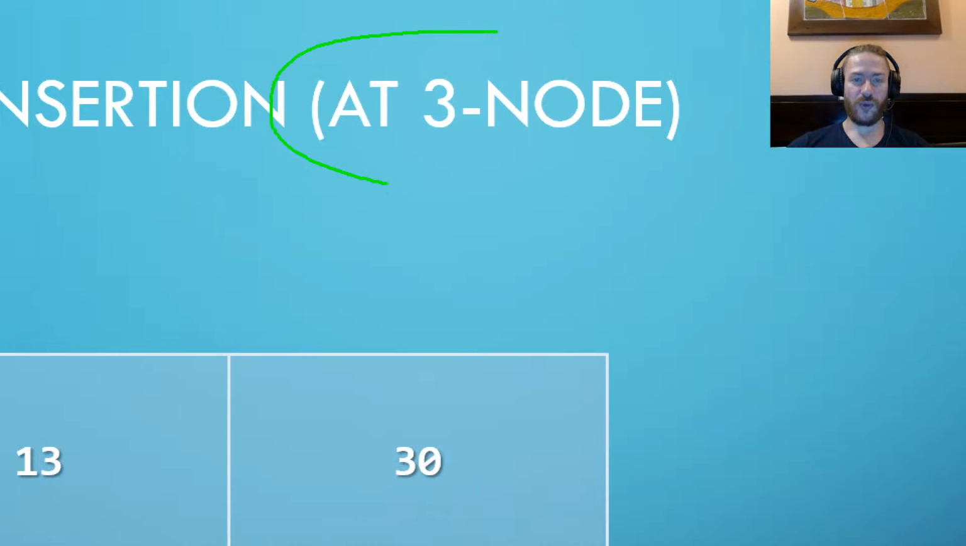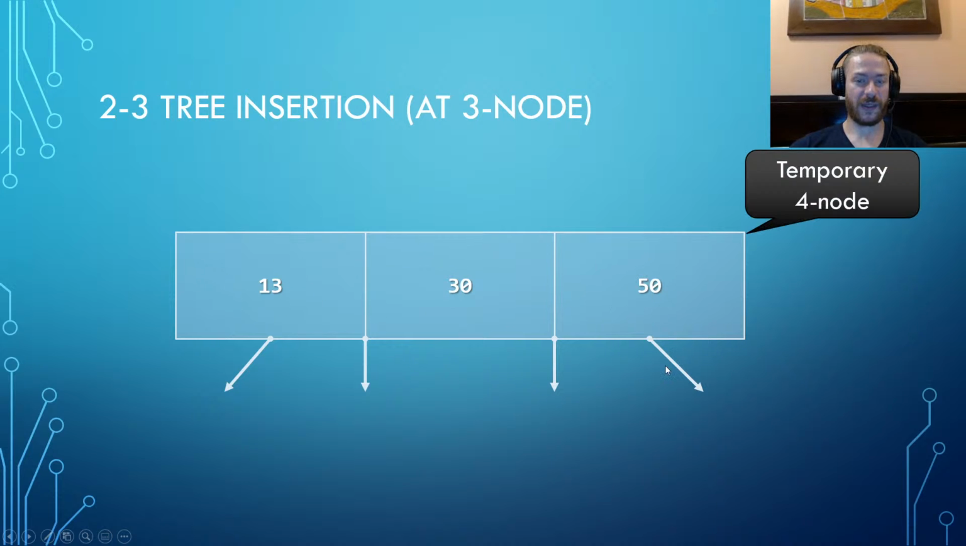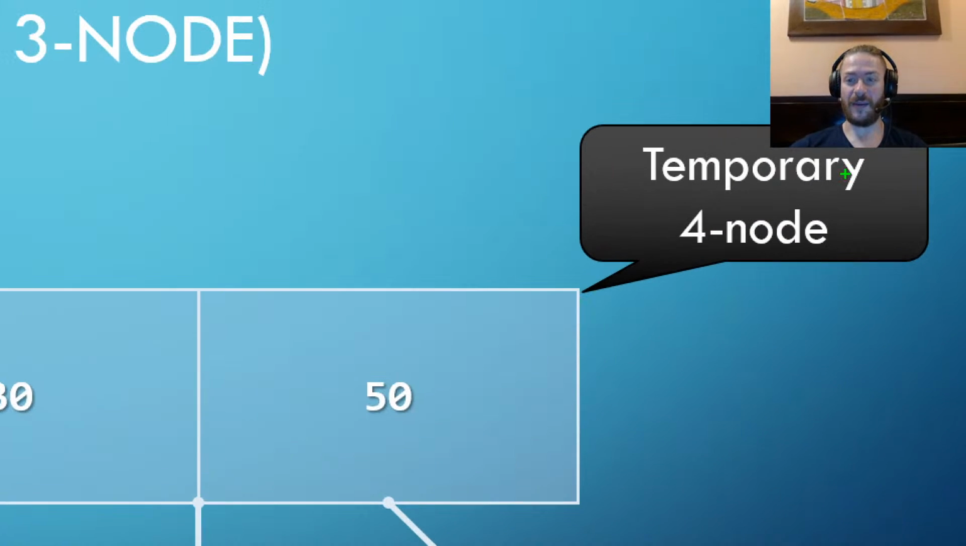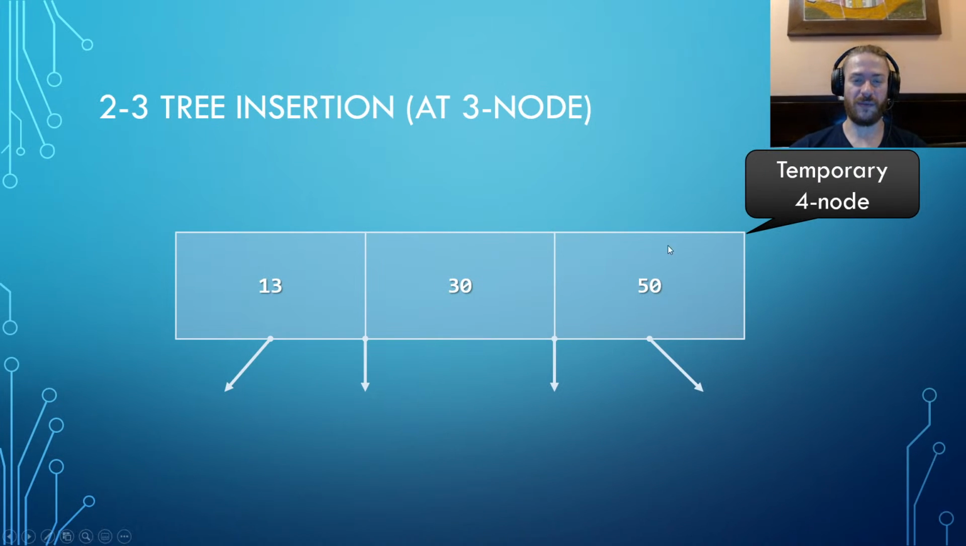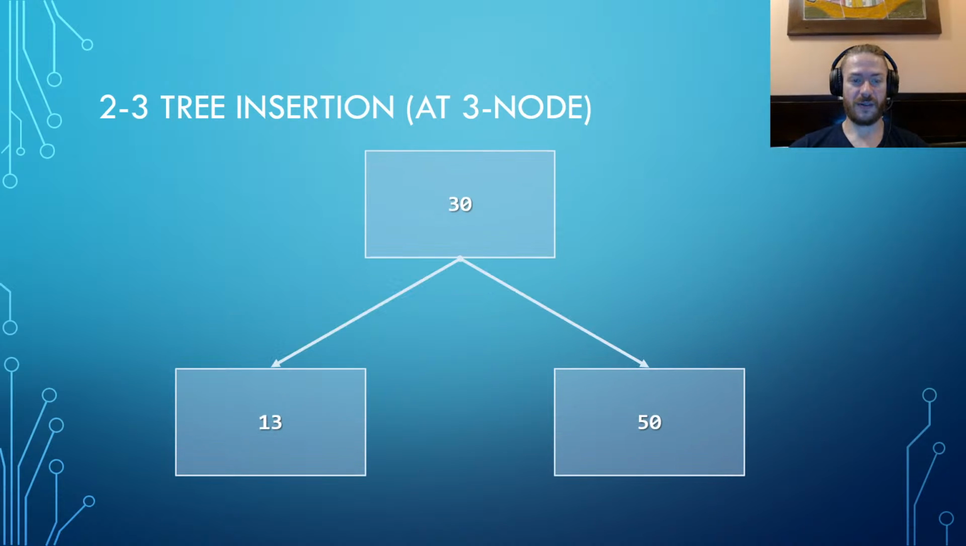What happens when we have a 3 node and we want to add a value? We add it here, but that's not a valid node because now we have 3 values. So that becomes a temporary 4 node, but it's not valid, so we need to change it a bit. And the temporary 4 node just becomes like this. The middle value goes as parent to the other 2 values. The smaller goes to the left and the bigger goes to the right.